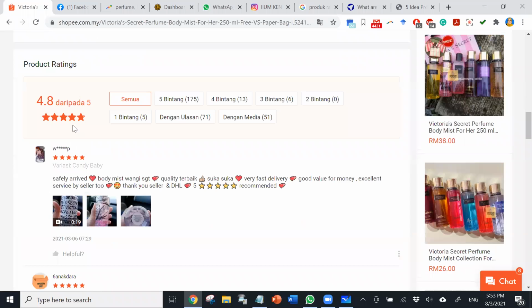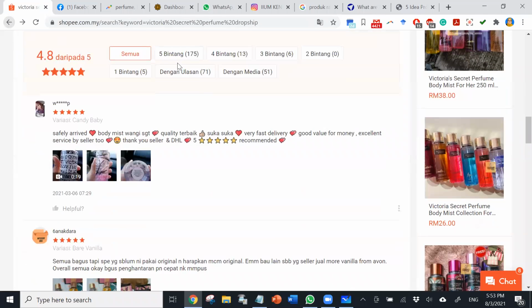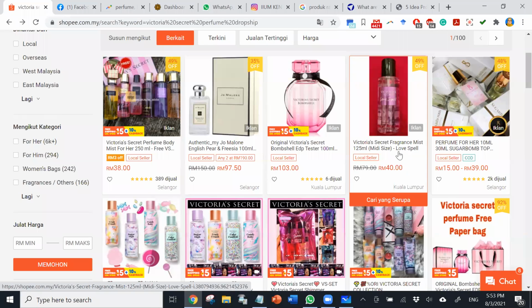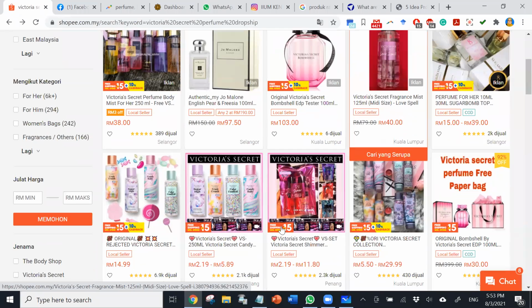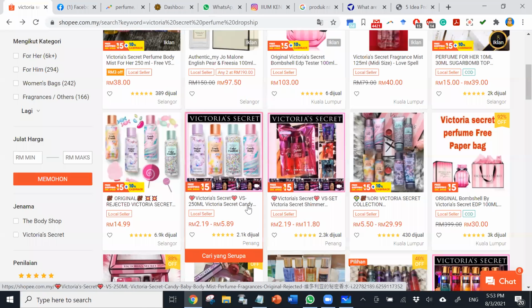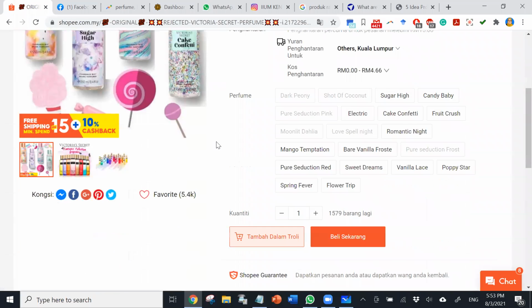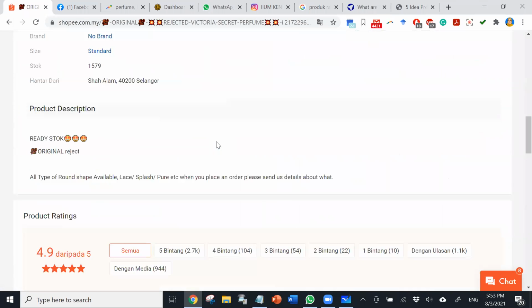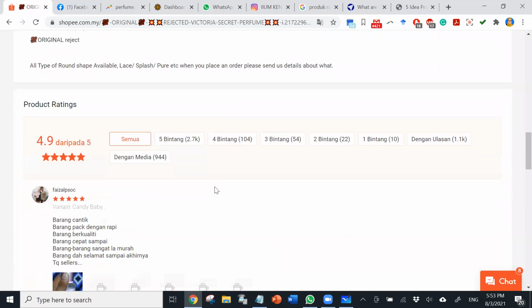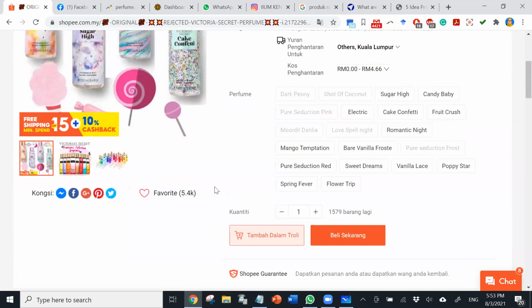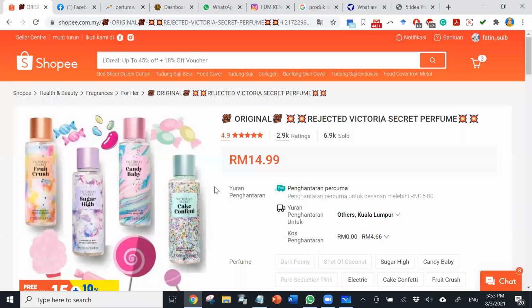Okay, and then this one said ready stock, no dropship, so you need to find another seller. Midi size. So you need to ask them, whatever it is, whether this one is original reject. Okay, original reject. Now you can ask them, if you feel that you want to have a dropship, is there any dropship available from your products?